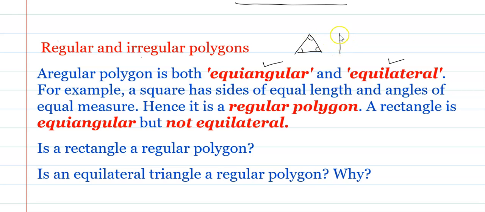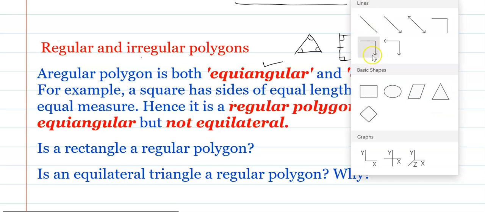Also we draw this square. Suppose that it is a square and these marks denote that all these sides are equal. Each angle is 90 degrees, and therefore these figures are called regular polygons, in which all angles are equal and all sides are equal. Okay. For example, a square has sides of equal length and angles of equal measure, and hence it is a regular polygon. Rectangle, what about the rectangle?